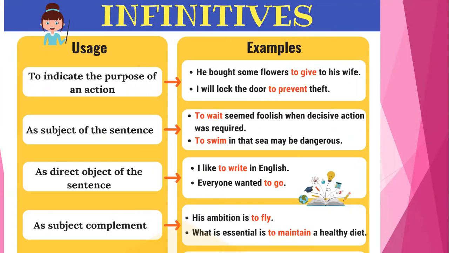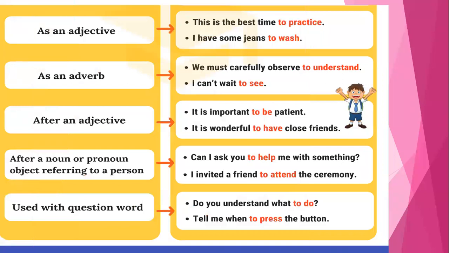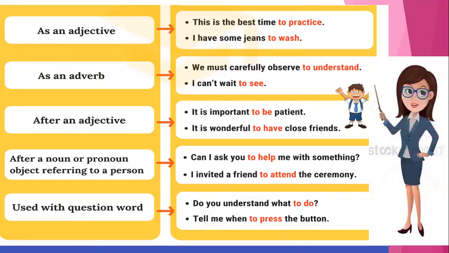Here we have some examples and usage of infinitives. Infinitive can be used as an indicator of the purpose of an action, as subject of the sentence, as direct object of the sentence, and as subject complement. And some examples of usage. It can be also used as an adjective, as an adverb, after an adjective, after a noun or pronoun object referring to a person, and after question words. And we have some examples of using.